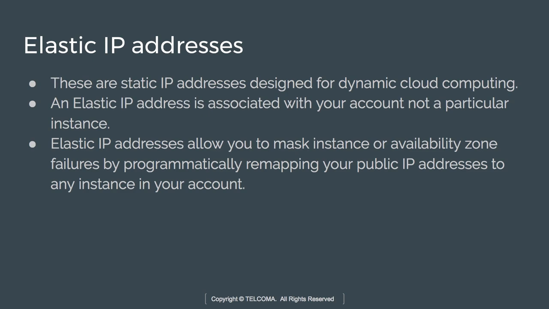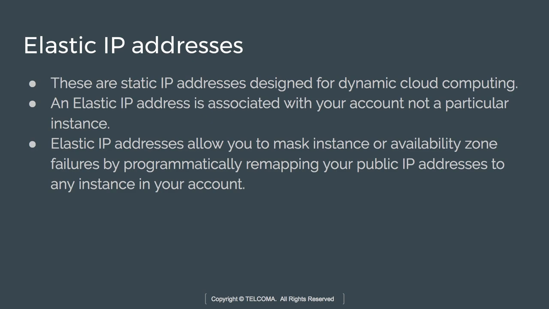So today we are going to discuss the next feature of Amazon EC2, which is the elastic IP address. Elastic IP addresses are static IP addresses and these are associated with your account. We can control that address until you release it.